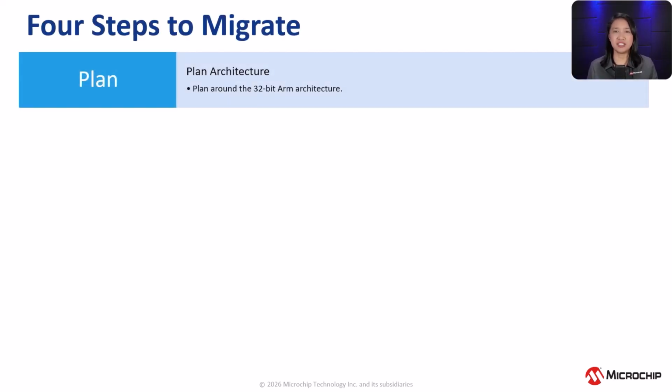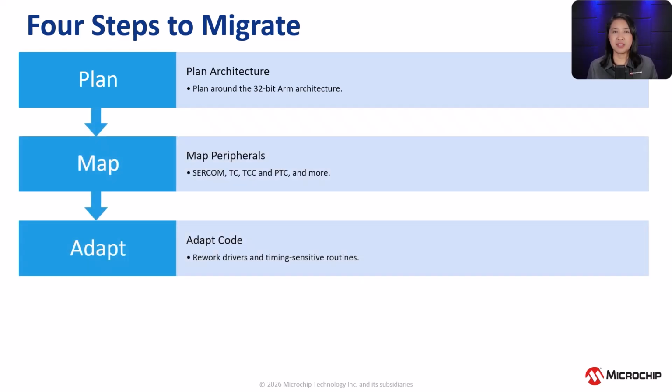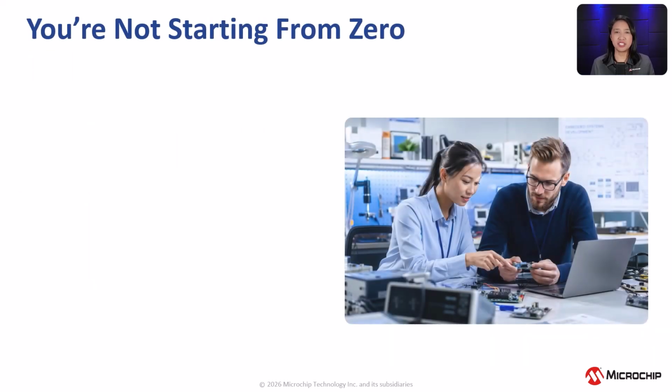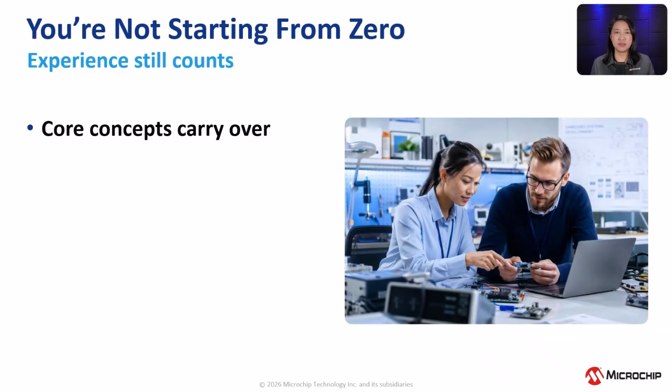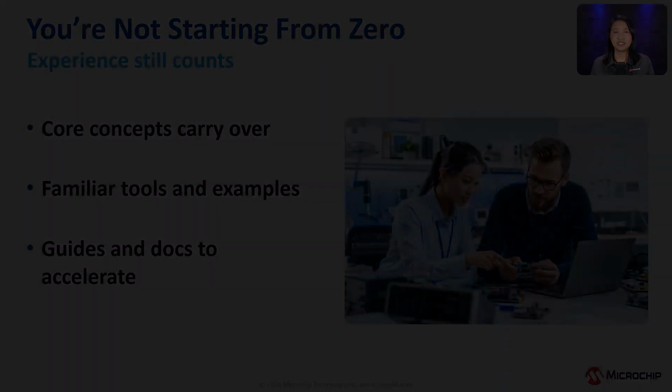So, here's a breakdown of the steps you could take for this migration. First, plan for architecture changes, check the peripheral mapping, do some code adaptation, and learn the tool transition. You are not starting from zero. Core embedded concepts carry over, and Microchip provides the tools, examples, and documentation to accelerate that move.